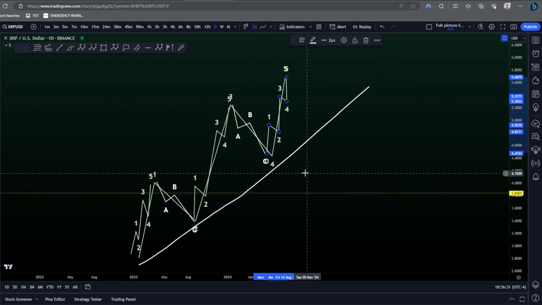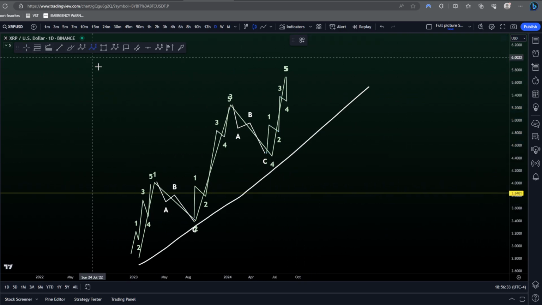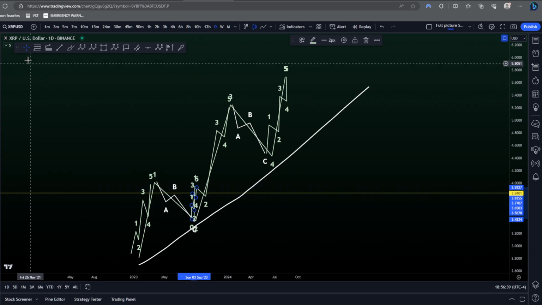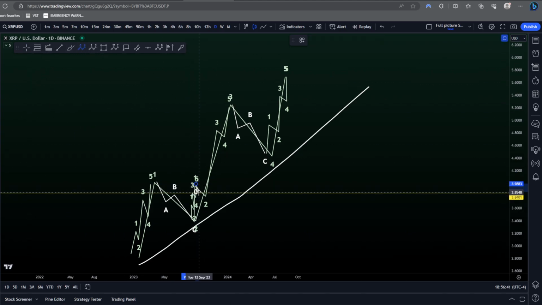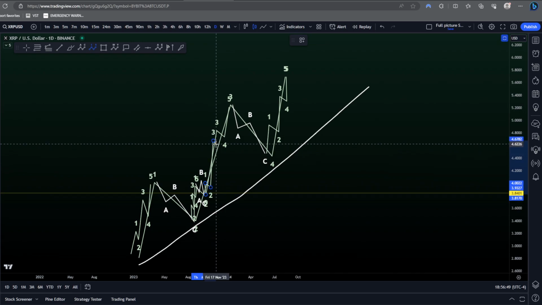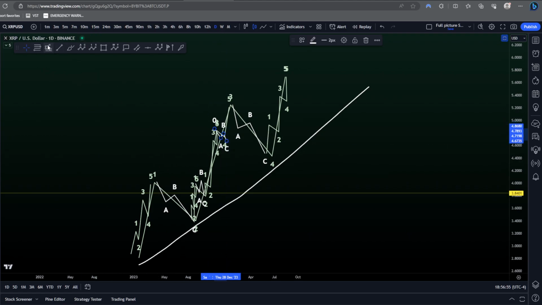Fractals. It's what it's all about. You want to break it down even further? Let's do it. 2, 3, 4, 5. Another correction. Let's say this one's a flat. Another 1, 2, 3, 4, 5. Another correction. And another 5.